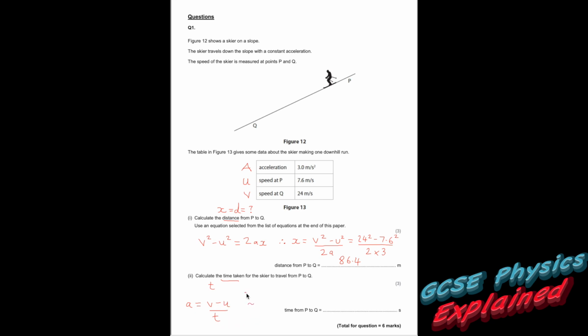Right, let's rearrange that. So therefore, time equals V minus U over A. Pop the numbers in. That comes out as 5.46 recurring. So we'll just round that up to 5.5.